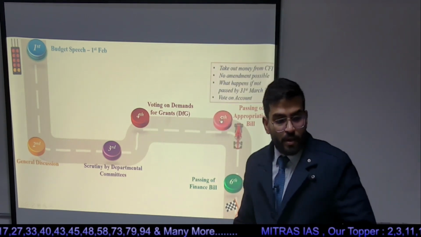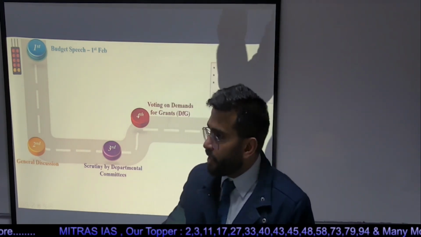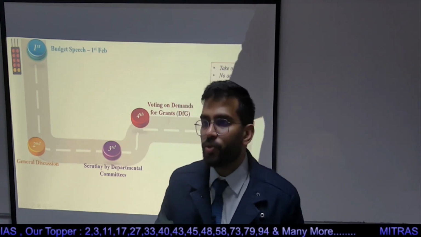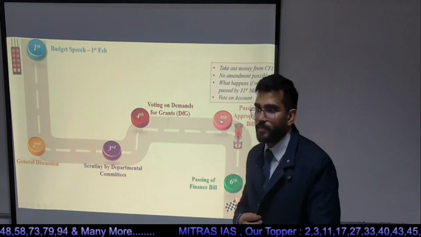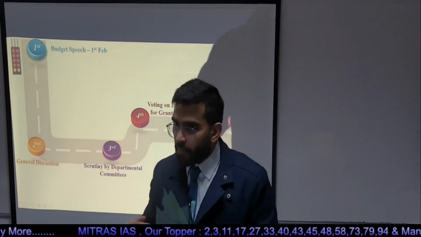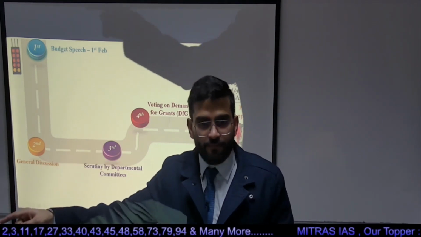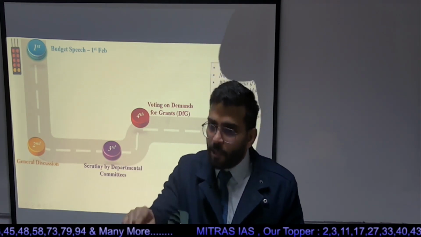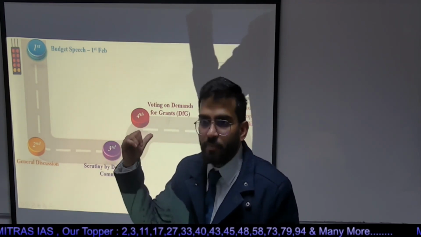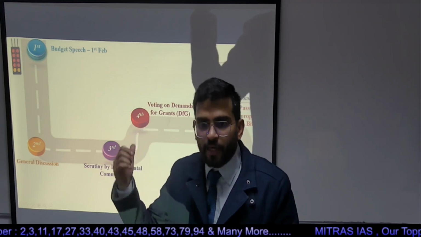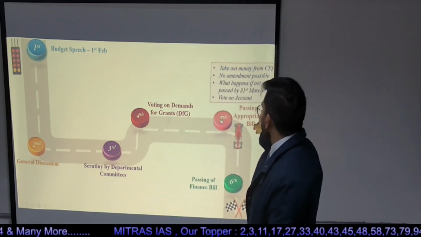Then you have the next part, which is passing of the appropriation bill. Now, appropriation bill, as I told you, is nothing but taking out money. My question to you is, why should it be passed before 31st of March? Because the budget that came this year is for 2024-25, which will start on 1st of April 2024. The government will have to spend some money on 1st of April 2024. If the appropriation bill is not passed, if it is not allowed by the Parliament, then how will it spend the money? So therefore, this bill has to be passed by 31st of March.